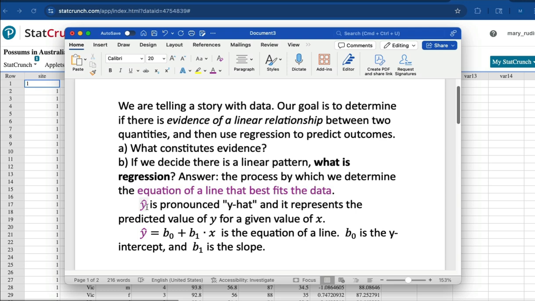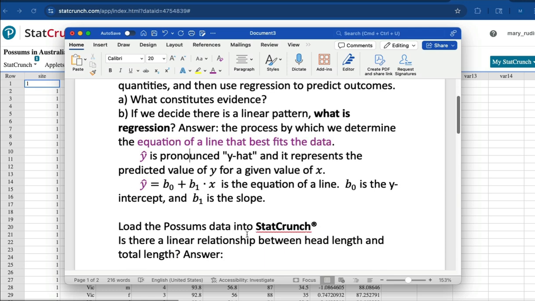And the prediction line is given a symbol. Instead of just the variable y, we put a little caret symbol above it, so we call that y hat. So whenever you see a y with a caret symbol above it, it's referring to y hat, which is the predicted value of y. The predicted value of y for any value of x can actually be calculated, since we know what the slope and the y-intercept are, okay?